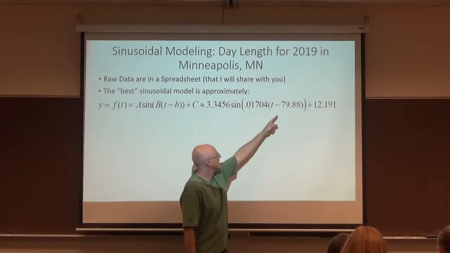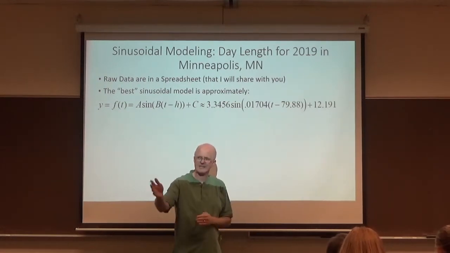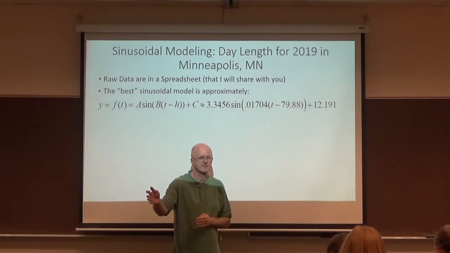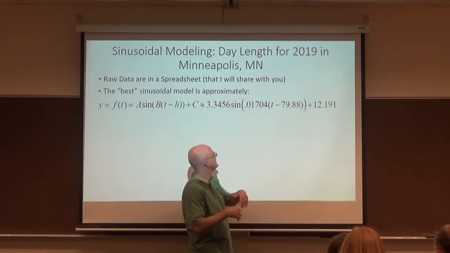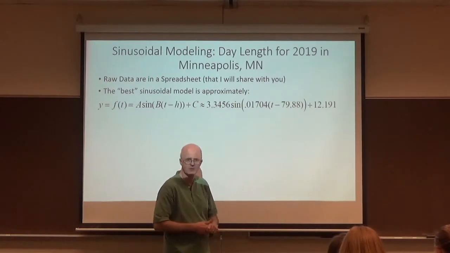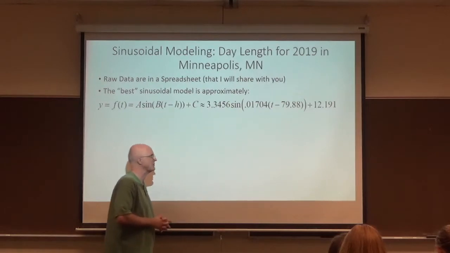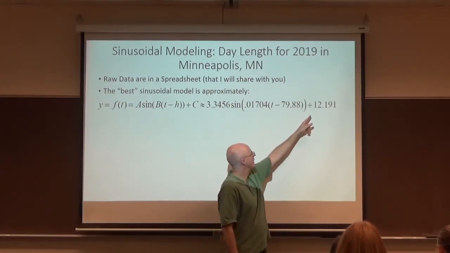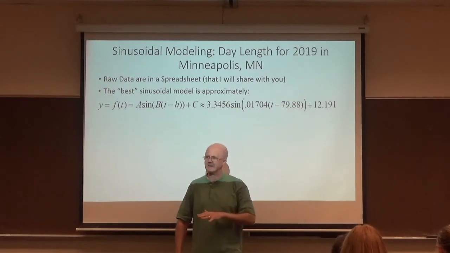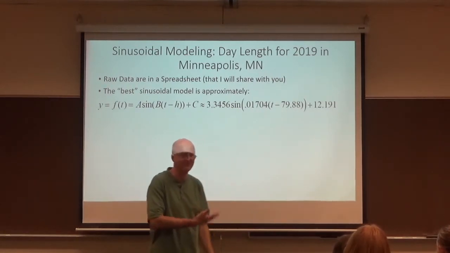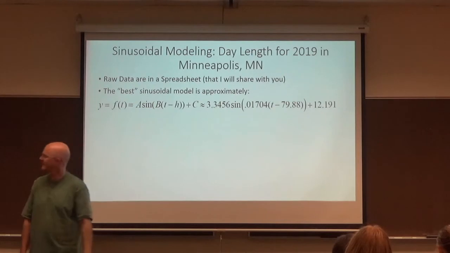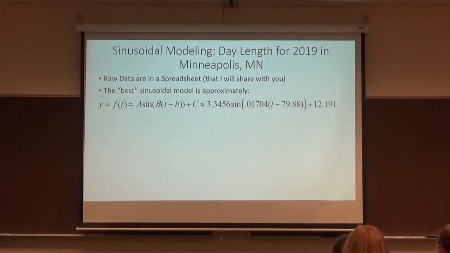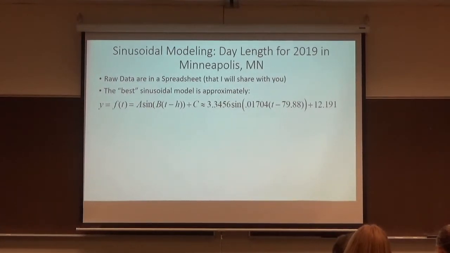I found this horizontal shift starting at day 1 being January 1st. And this does take you to around March 20th or so, which is essentially when spring begins. And the midline's at about 12.191. I was expecting it to be closer to 12, but it just fit better when it was a little higher, 12 hours being half of a 24-hour day. And here are the graphs that I got.